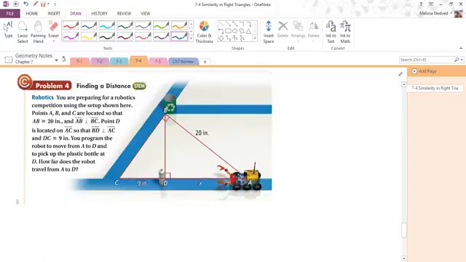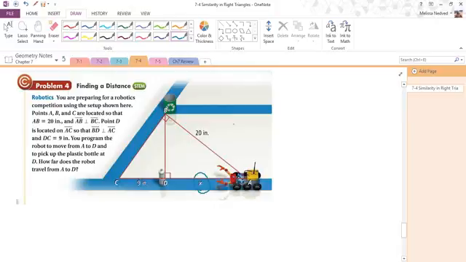and let's see, where was I? Point D is located on AC, so that BD is perpendicular to AC, and DC is 9 inches. You program the robot to move from A to D and to pick up the plastic bottle at D. How far does the robot travel from A to D? So I'm looking for this distance here, x, A to D.